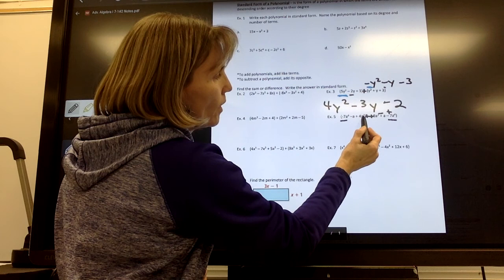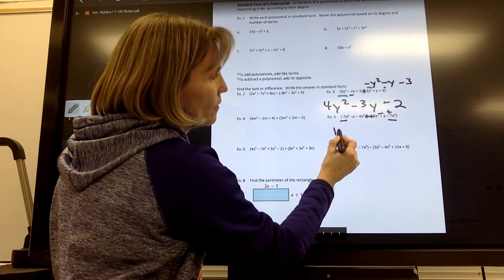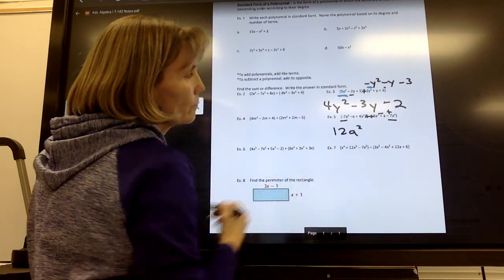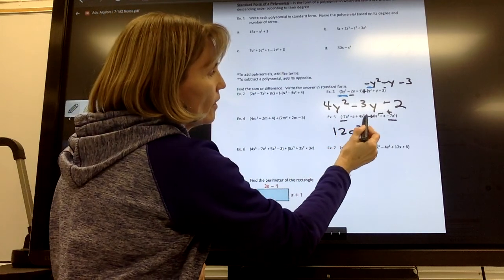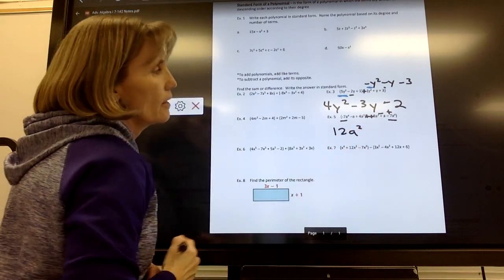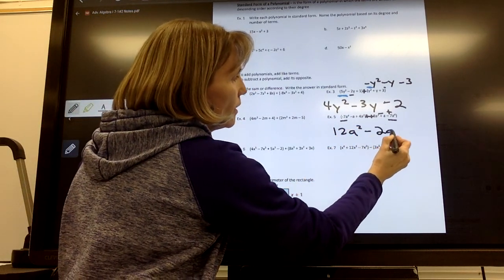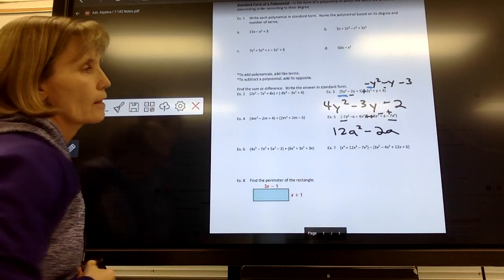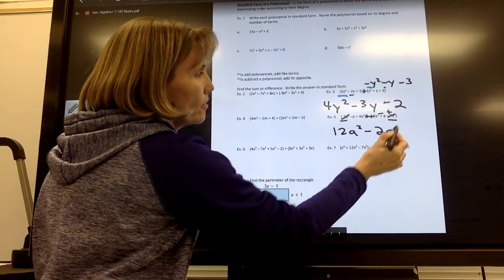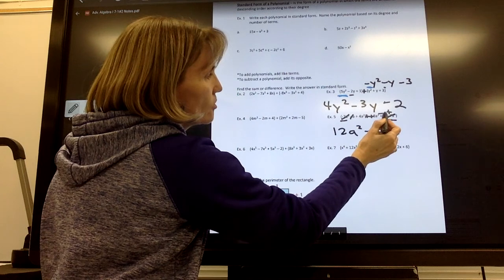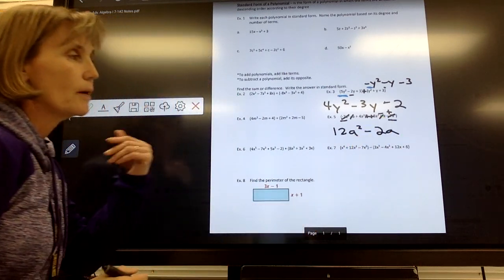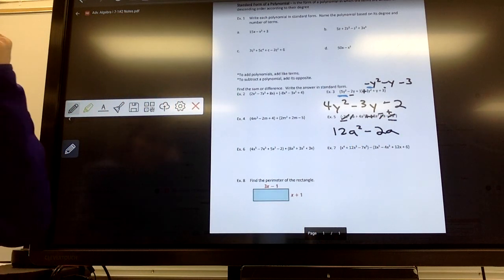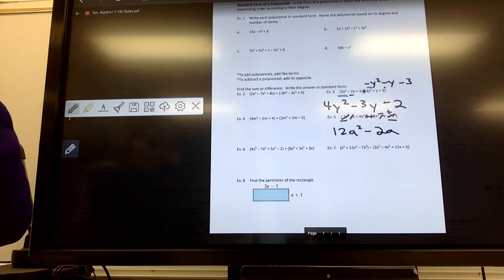Then I've got a 4a squared plus an 8a squared. That's going to be 12a squared. I've got a negative a plus a negative a. That's a negative 2a. Okay, and then my a to the fourths I already took care of. My a's I just took care of, and my a squared. So there's my answer. 12a squared minus 2a.